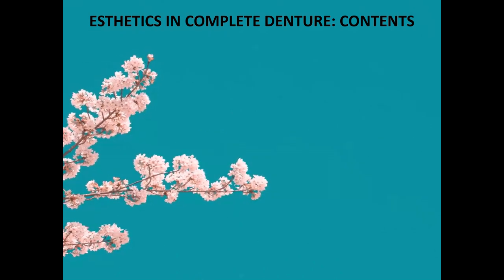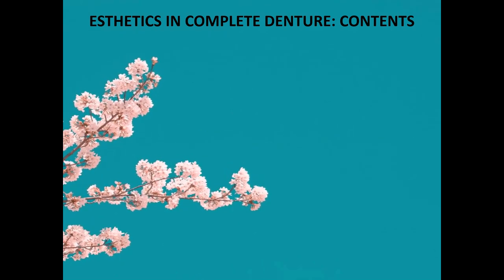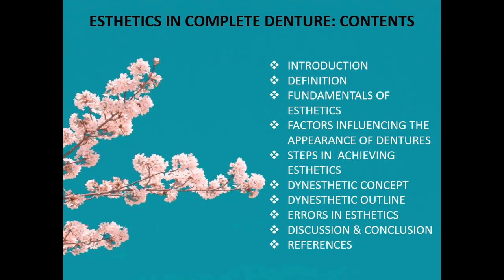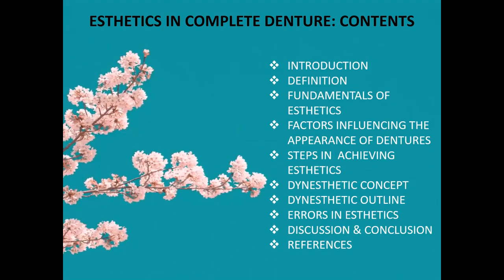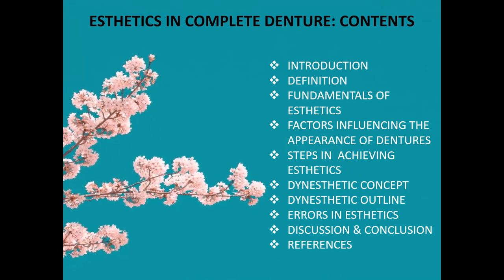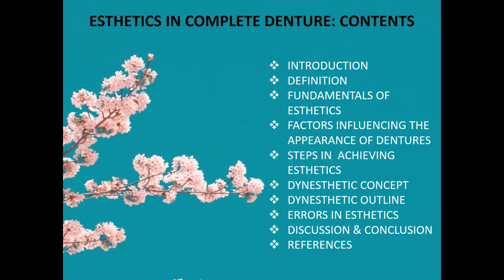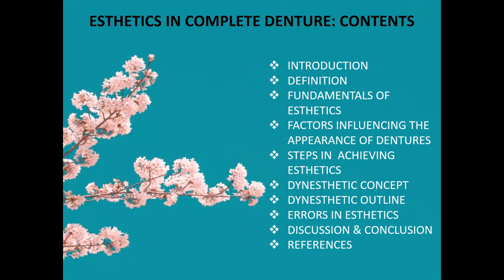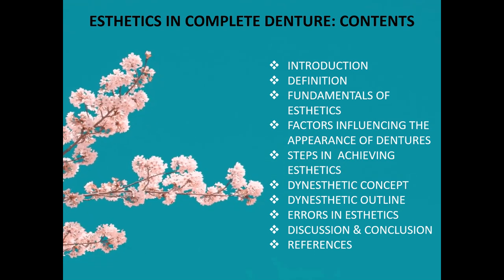Coming back to the topic of today's discussion, that is aesthetics in complete denture, let us see the contents. So introduction, the various definitions, fundamentals of aesthetics and various factors influencing the appearance of dentures, the various steps in achieving aesthetics, the important one, that is the dynesthetic concept, the dynesthetic outline, the errors in aesthetics, discussion, conclusion, and finally references.